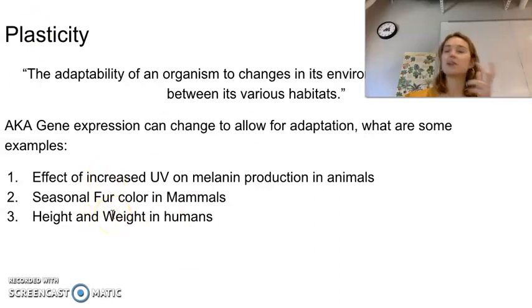Some examples that might make this make a little more sense are the effect of increased UV on melanin production in animals. The closer we are to the equator, the more UV light, essentially the more sun we get, so our skin cells have more melanin in them. Another one would be seasonal fur color in mammals. Some mammals might show different fur colors to blend in with their environment. If there's snow, the fur will become lighter. And then height and weight in humans. It all depends on the environment, right? Our genes do have an idea of height and weight and where we should be based off of those genes that we got from our parents. But that also has a lot to do with the environment that we're in. And that is genetic plasticity.